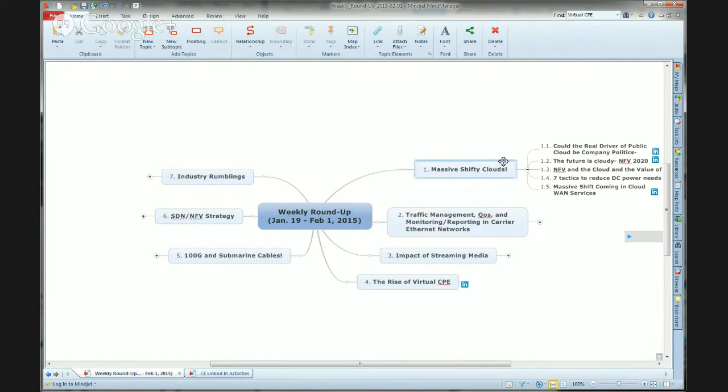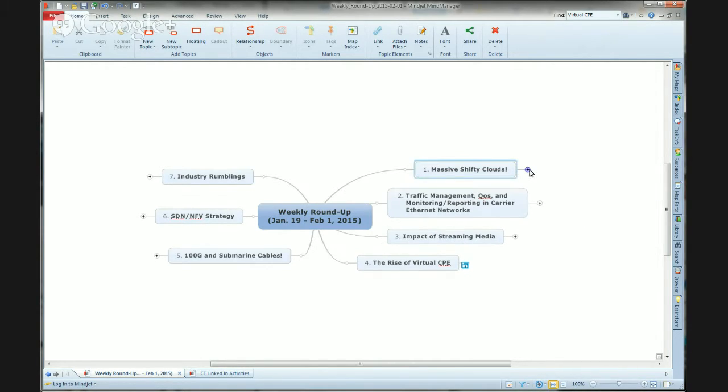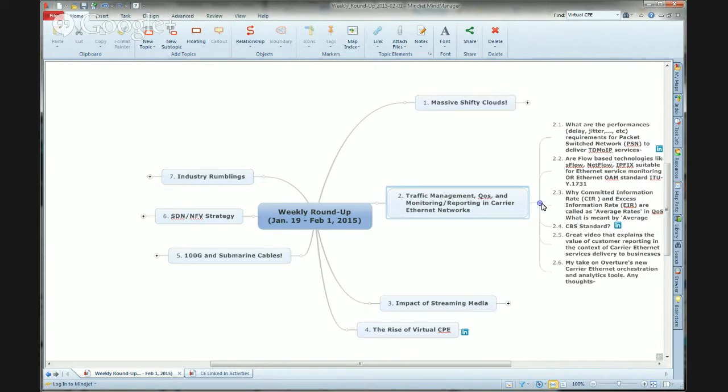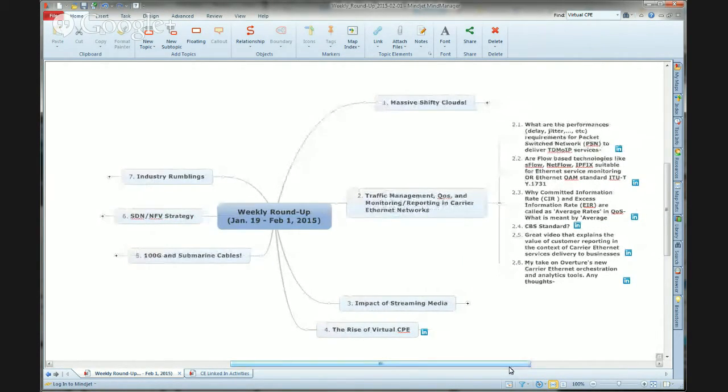So last week there were lots of discussions on the cloud, and I'll talk about these in some detail in a few minutes. The other area where we had a lot of discussion in the last couple of weeks has been in the area of traffic management and quality of service. So people asked, how can you monitor performance? If I'm going to be monitoring the uptime of a service in a carrier Ethernet network, what are the best ways to do that? Should I use sFlow and NetFlow and the IP-based technologies? Should I use something defined by the MEF?